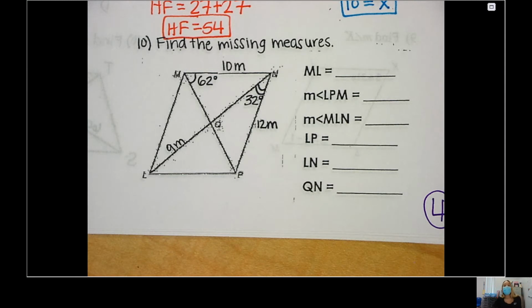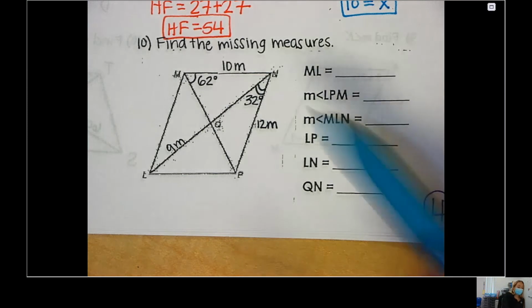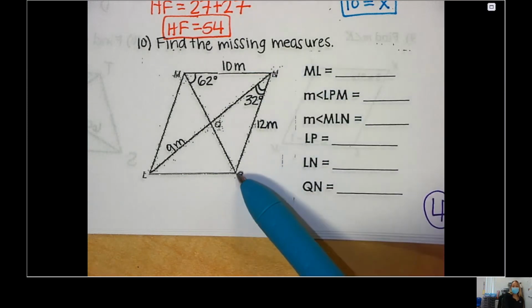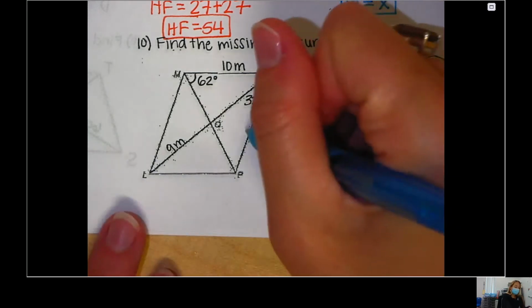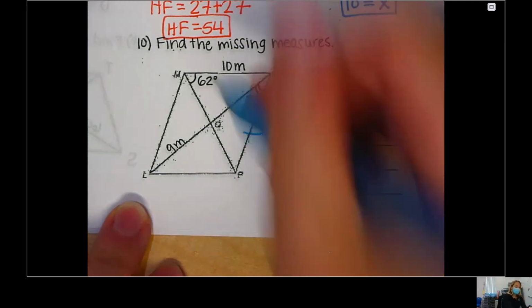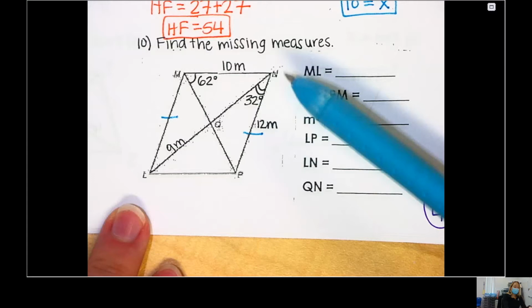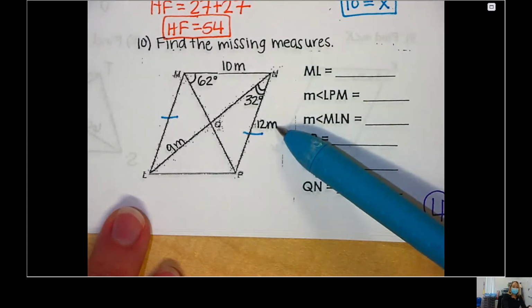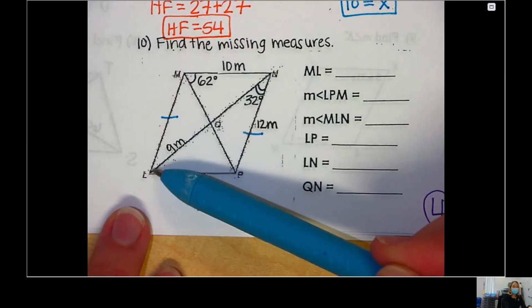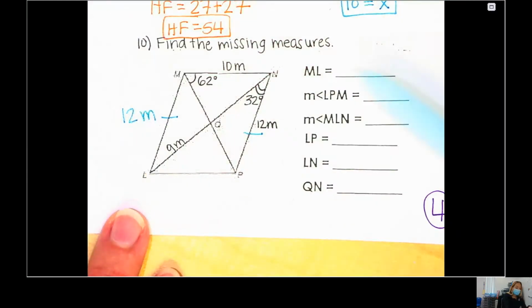Which one? NP is the same as which side? ML. Perfect. So this side here, NP, is the same as this side here, ML. So if NP is 12 meters, what does that mean ML is? It's also 12 meters. Okay, so let's come over here.